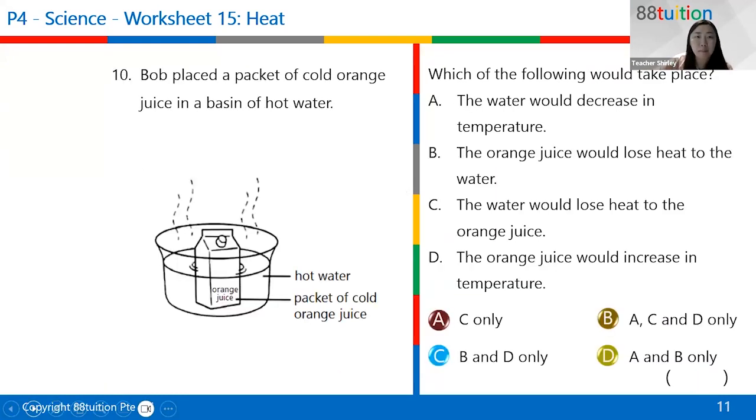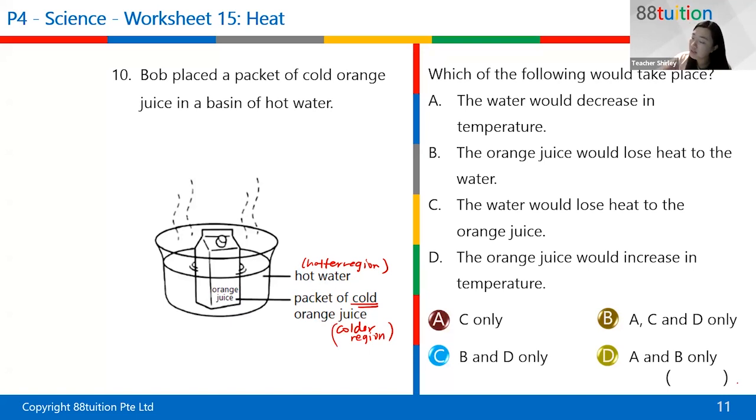Number 10. Bob placed a packet of cold orange juice in a basin of hot water. Which of the following would take place? The water would decrease in temperature. The orange juice would lose heat to the water. The water will lose heat to the orange juice will increase in temperature. Okay, now always determine where's the hotter region. Of course, it's the hot water, right? Hotter region is the hot water. Then, of course, this is the colder region. That means the heat will travel from the hot water to the orange juice.